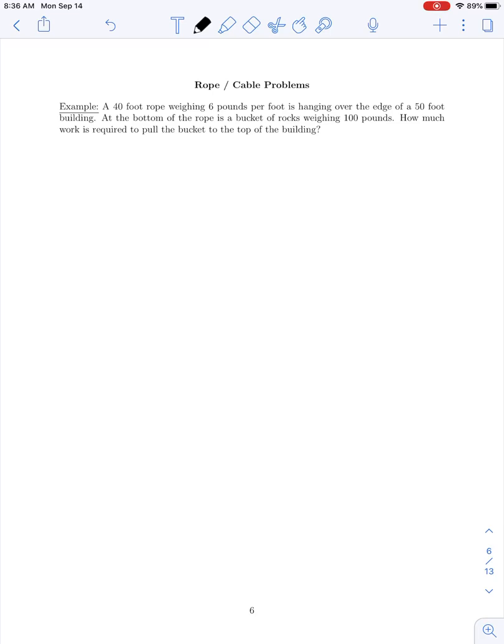And let's look at an example to illustrate how we're going to find this work required. So in this first problem, we're given a 40-foot rope, which weighs 6 pounds per foot, is hanging over the edge of a 50-foot building. And at the bottom of the rope, there's a bucket of rocks, which weighs 100 pounds. So the question is, how much work is required to pull this bucket of rocks to the top of the building? So let's start by illustrating the problem that we're working with.